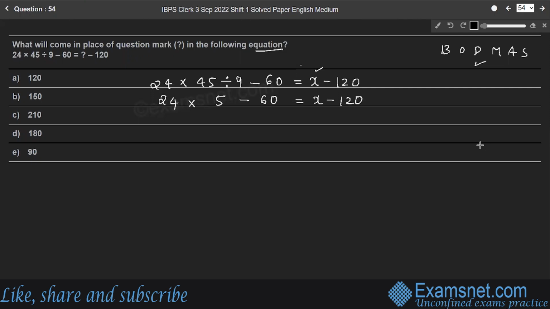So 24 into 5 is 120 minus 60 is equal to X minus 120. So 120 minus 60 plus 120 is equal to X. So 120 plus 120, 240 minus 60 is 180. Therefore, X is equal to 180, option D.